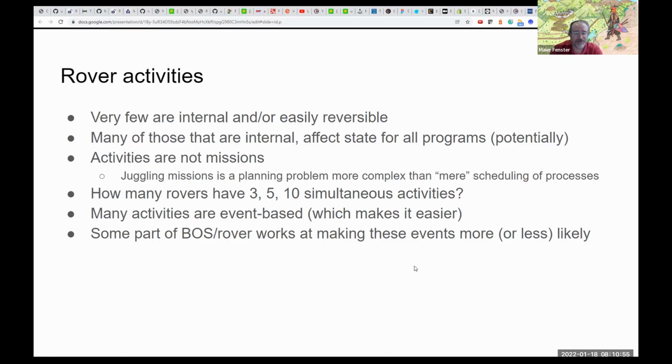I'm not sure exactly what an activity is. I know it's not a mission. And I know it's not even as low level as turning the motor on, because turning the motor on is something that happens below the operating system.